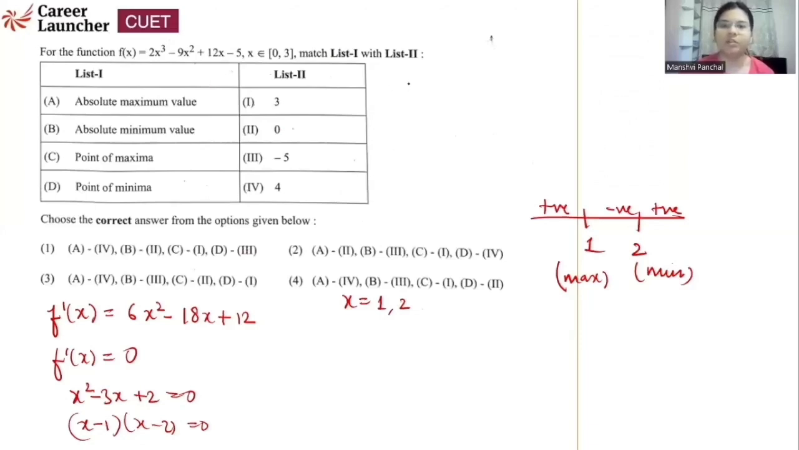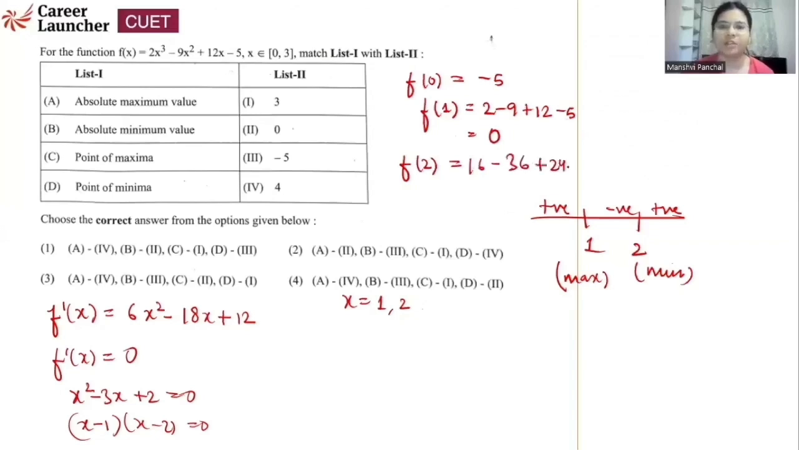So we'll find the values. f(0) will be minus 5. f(1) will be 2 minus 9 plus 12 minus 5. It means 2 plus 12 is 14, and 14 minus 9 minus 5 is 0. Then f(2) will be 2 into 16 minus 9 into 4, 36, plus 24 minus 5. So this will be 16 minus 36 is minus 20, plus 24 will be plus 4. 4 minus 5 is minus 1.